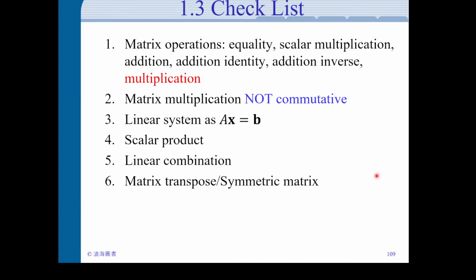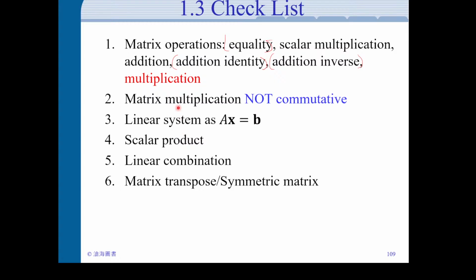And here is a quick checklist of section 1.3. We talked about matrix operations. There are a whole bunch of matrix operations, basically scalar multiplication, addition, and matrix multiplication, with matrix multiplication being the most complicated. There are also other concepts like equality, additive identity, and additive inverse. And it's important to note that matrix multiplication is not commutative.